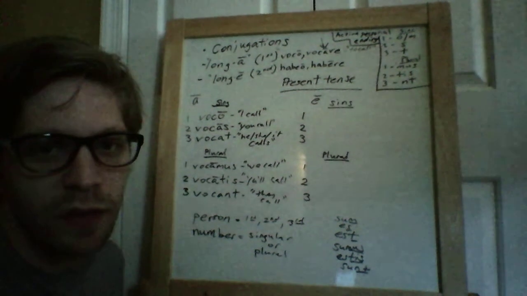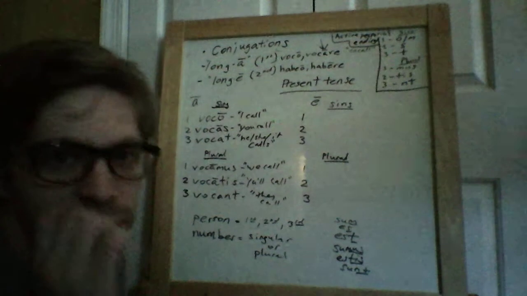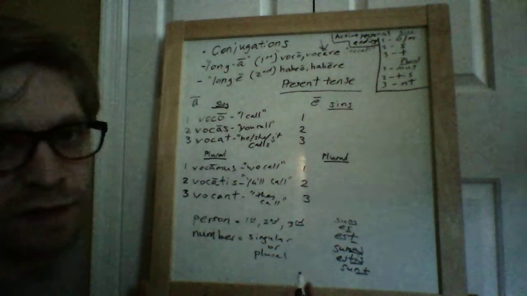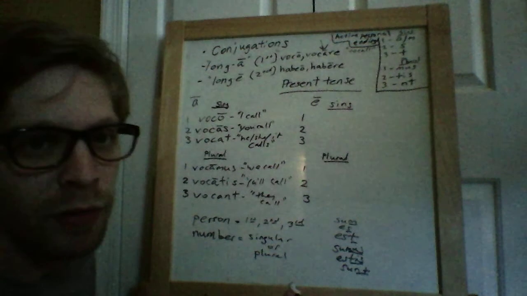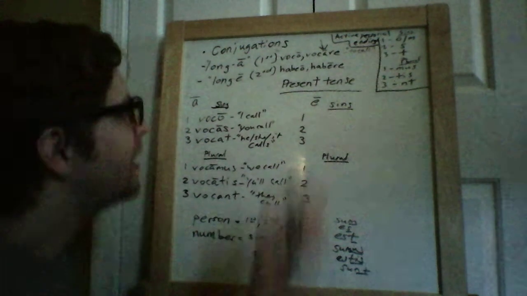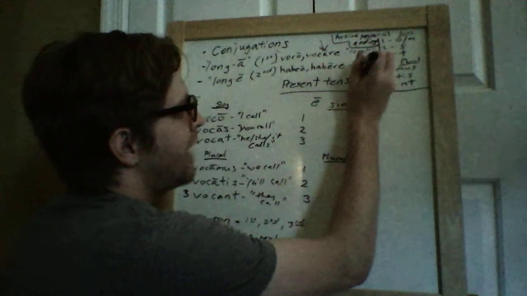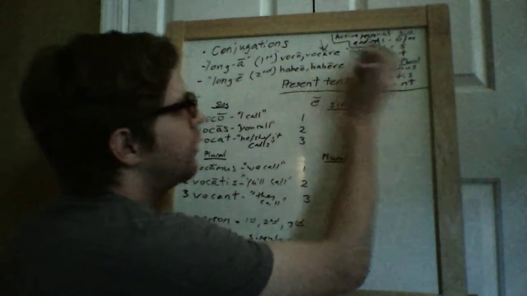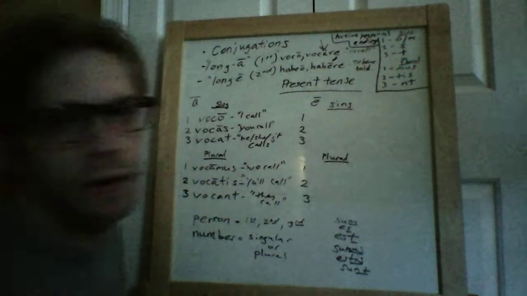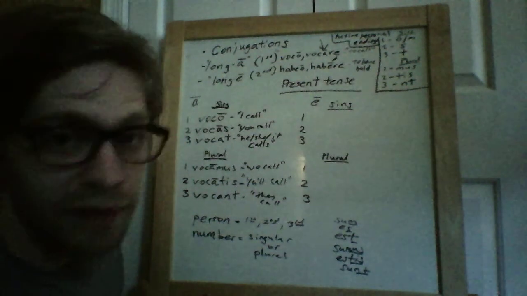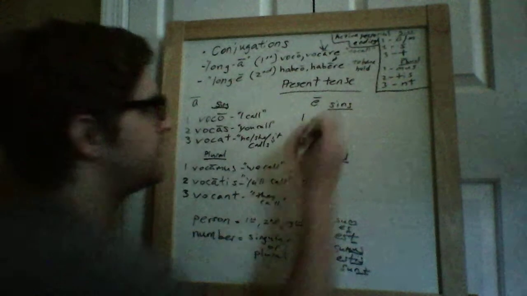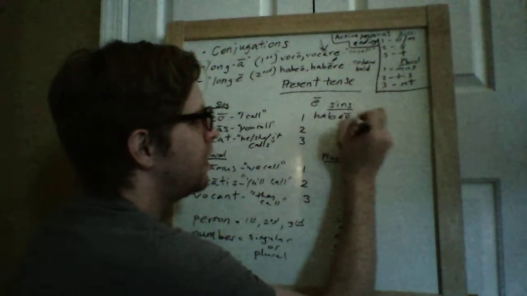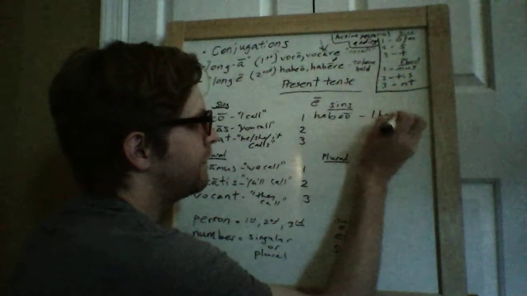All right, so very quickly, let's run through the long E conjugation. Just as we found that voco, vocare belongs to the long A, we find that habeo, habere, which means to have or to hold, belongs to the long E conjugation. It has a long E there. So this is how these go. Habeo, I have.